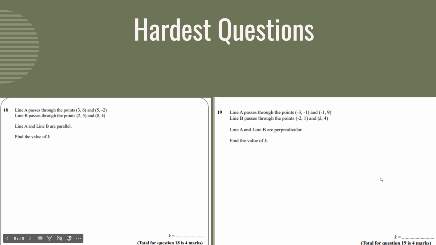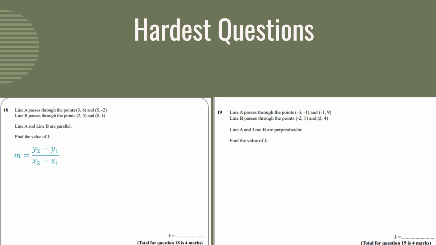So, in our first question, line A passes through the point 3, 6 and 5, minus 2. Line B passes through the point 2, 5 and 8, k. Line A and line B are parallel. Find the value of k. So, if we find the gradient of line A, it will also be the same gradient of line B, and we can find k.